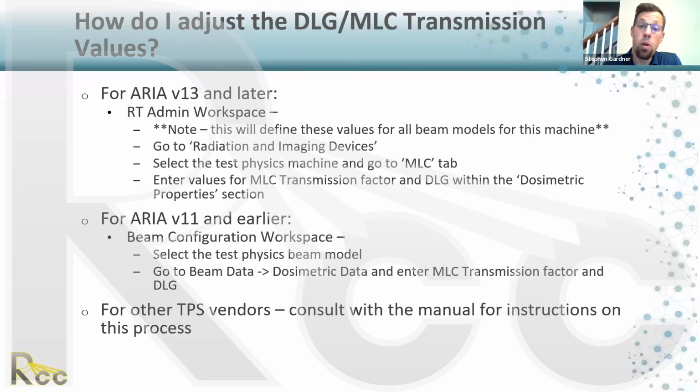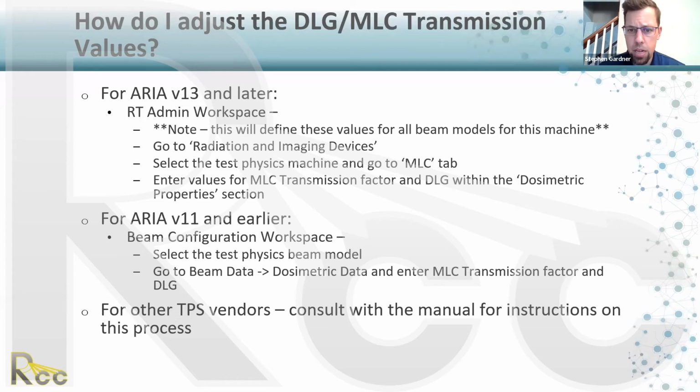So DLG is a Varian term. Dosimetric leaf gap is a term that's used by Varian. The different vendors have different ways to account for this behavior of a rounded leaf edge and also the MLC transmission. I'm not sure how Monaco handles it, but every vendor has to have some way to distinguish between the dosimetric leaf end and the physical leaf end. So each vendor should have pretty extensive descriptions of how they do this.